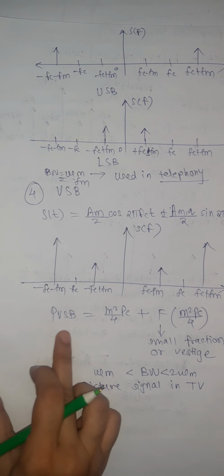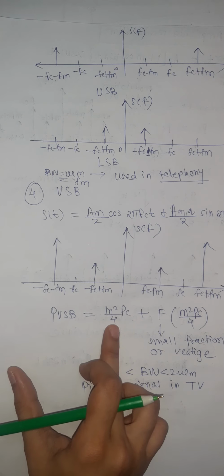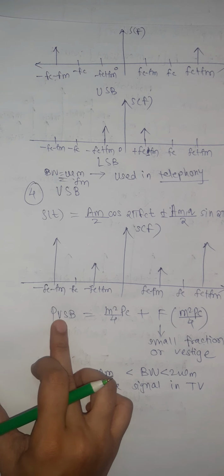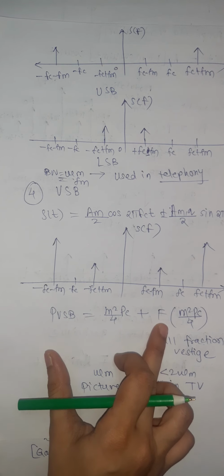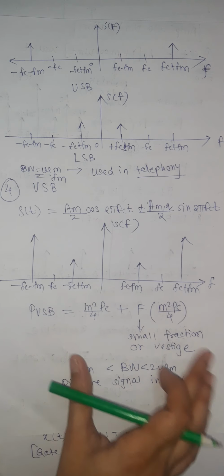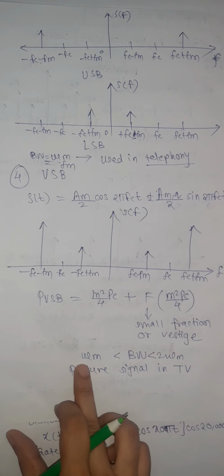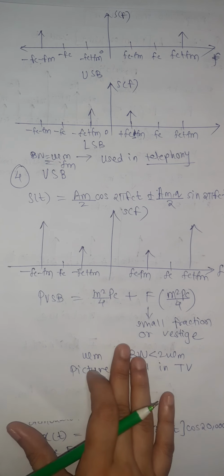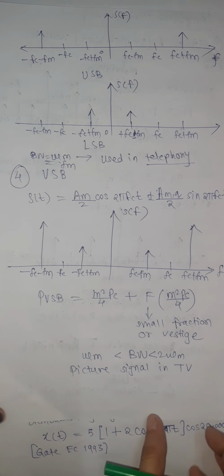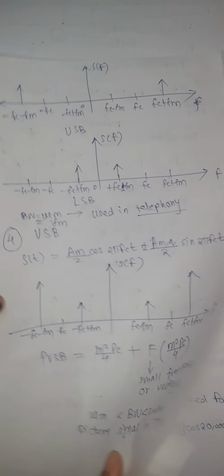So total power in VSB, that is vestigial sideband, is m²Pc/4, that is power in lower sideband or upper sideband, plus vestige of power in lower sideband or upper sideband, m²Pc/4, which is small fraction of vestige, f. Then bandwidth of VSB will lie between fm and 2fm, and VSB has important application in picture signal. It is used in picture signal in TV transmission.